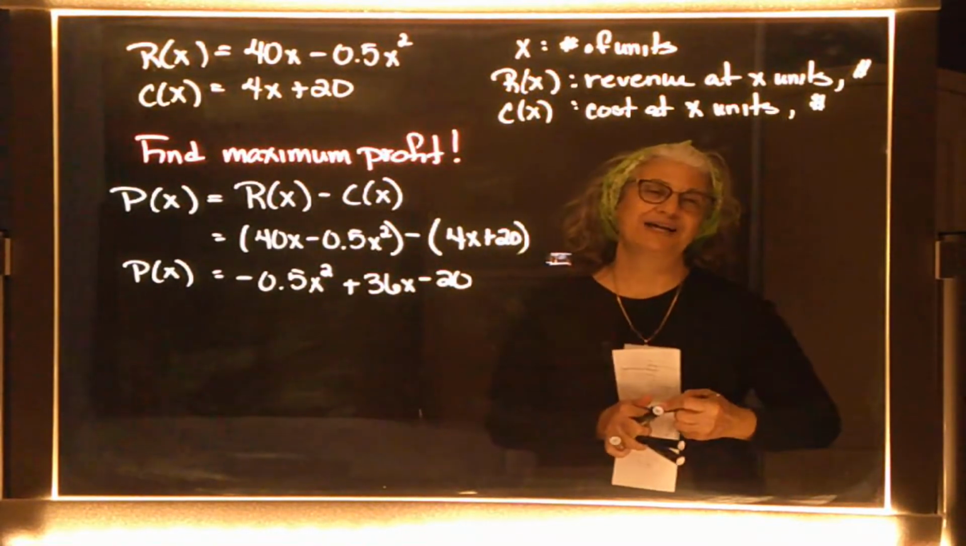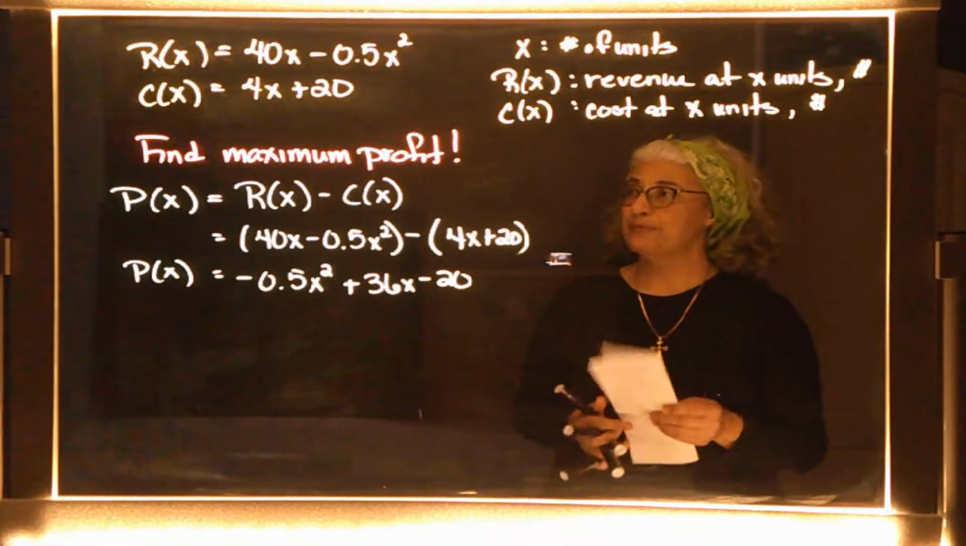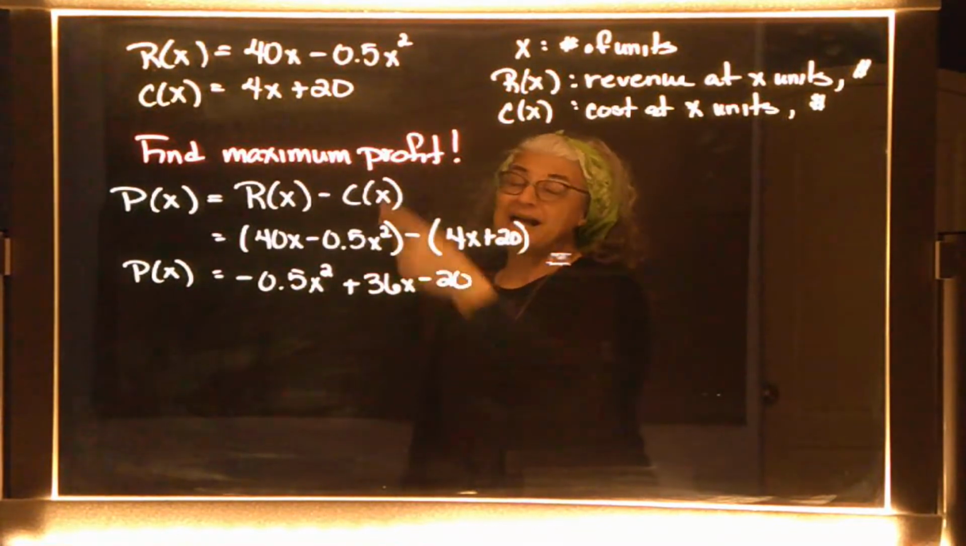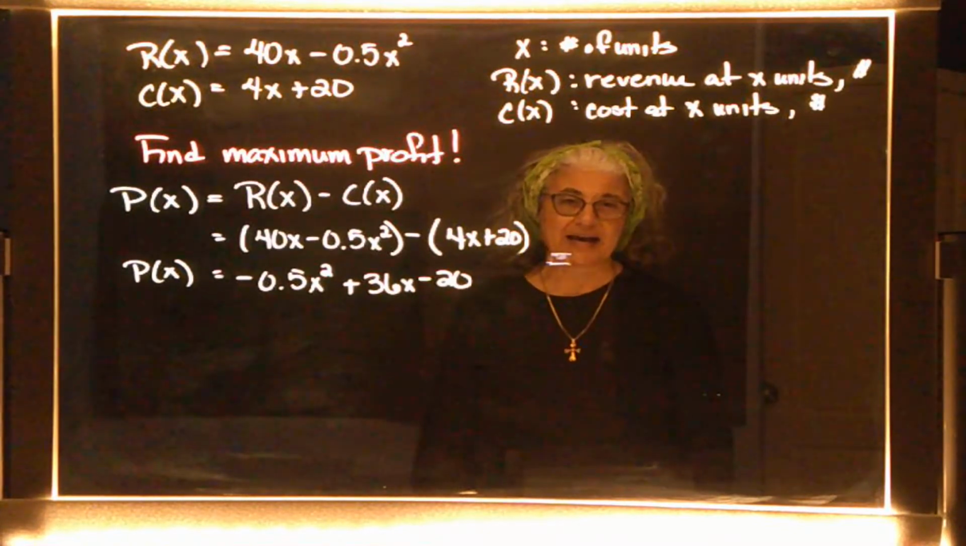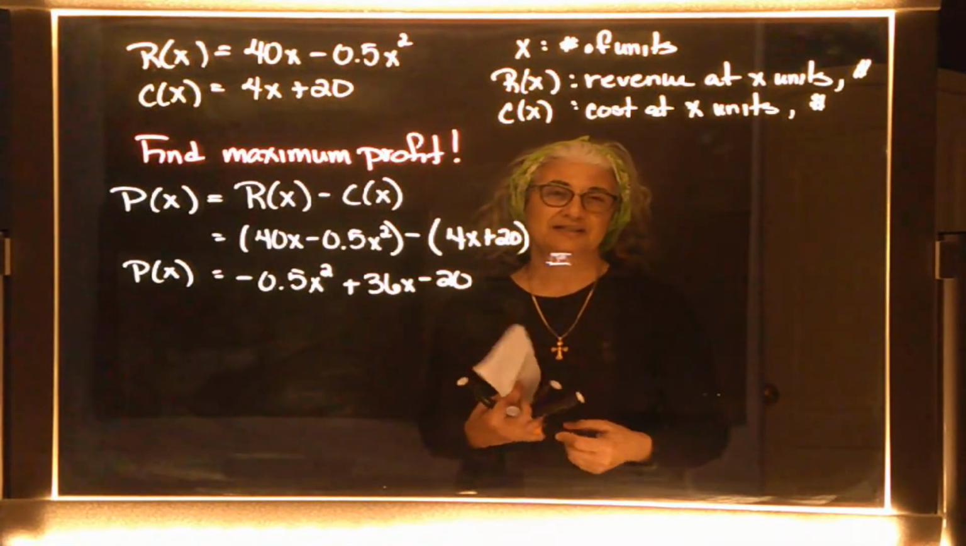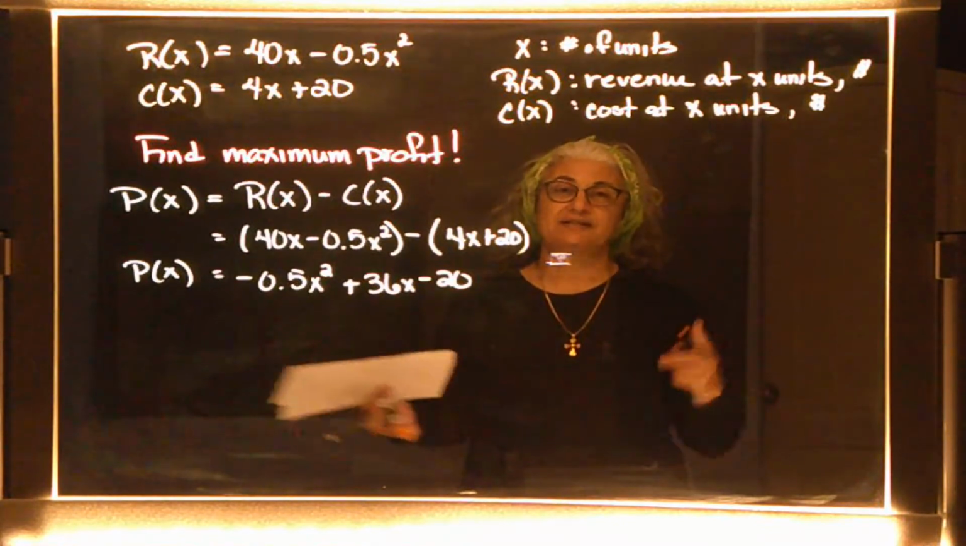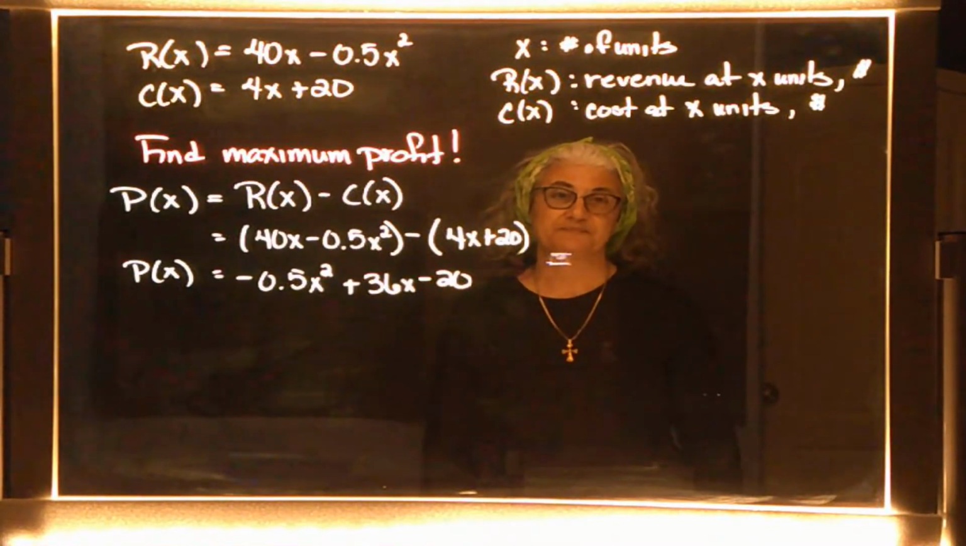Lovely. Okay, so now help me out here. I found the profit function. They want me to maximize the profit. So what do I have to do to maximize the profit? What's first on my list after I actually have a profit function?